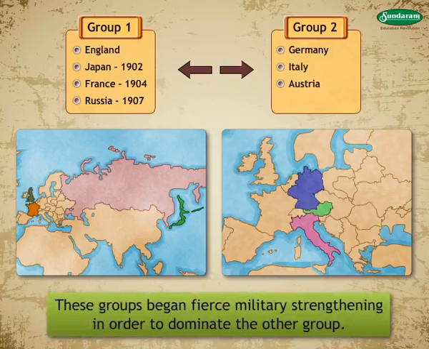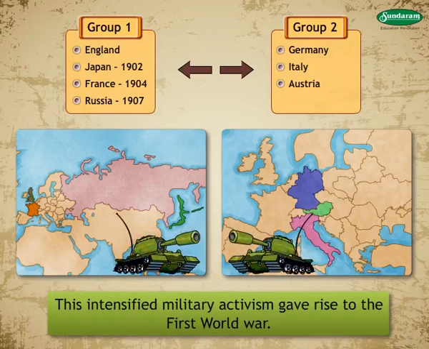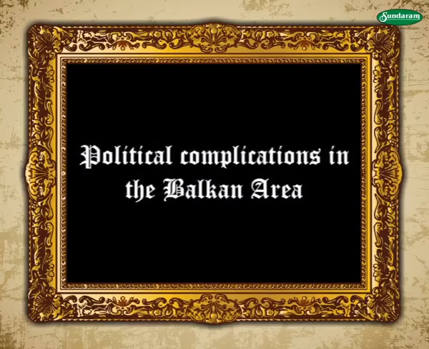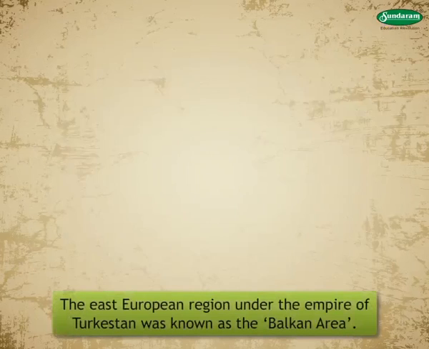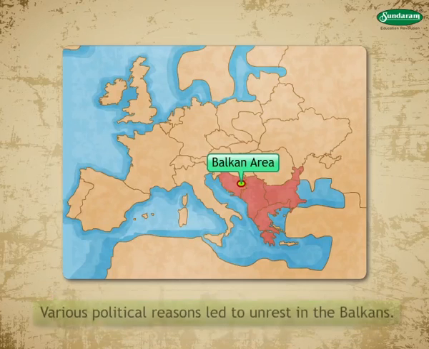These groups began fierce military strengthening in order to dominate the other group. This intensified military activism gave rise to the First World War. Political complications in the Balkan area. The East European region under the Empire of Turkestan was known as the Balkan area. Various political reasons led to unrest in the Balkans.